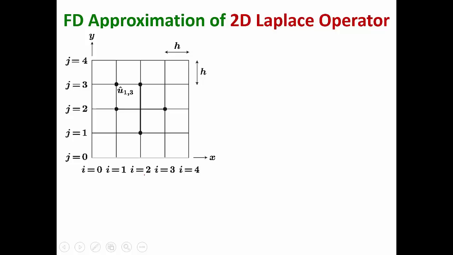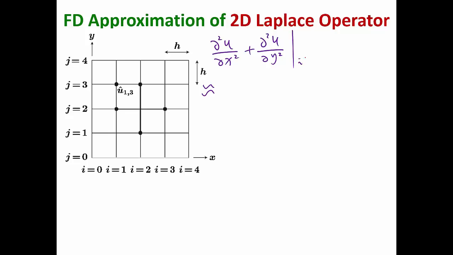Now we also need a discretization approximation of the differential operator to solve the equation. So I'm going to give an example of the two-dimensional Laplace equation. The Laplace operator is the operator of partial squared u partial x squared plus partial squared u partial y squared. So this operator can be approximated by the summation of two second order derivative operators in both x and y directions.